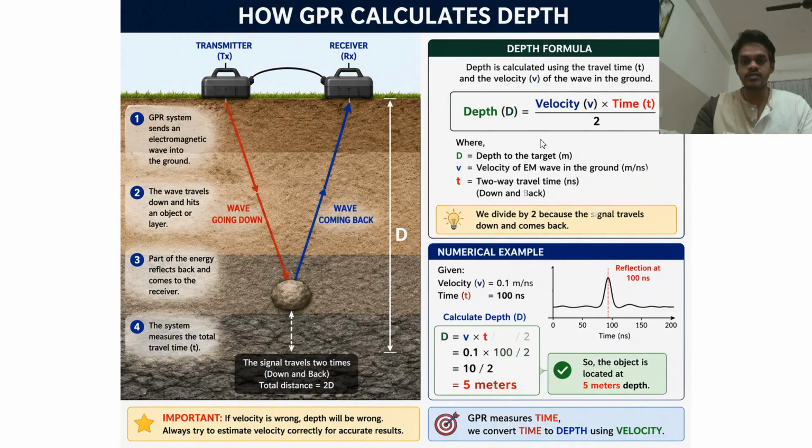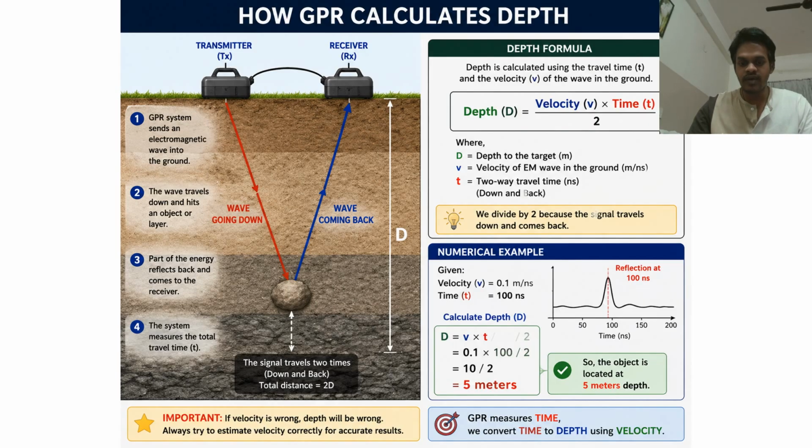So here I gave the depth formula. This depth is calculated using the travel time and the velocity of the ground. So here depth equals velocity times time divided by 2. This is because we need only the one way distance. So we are dividing it by 2.